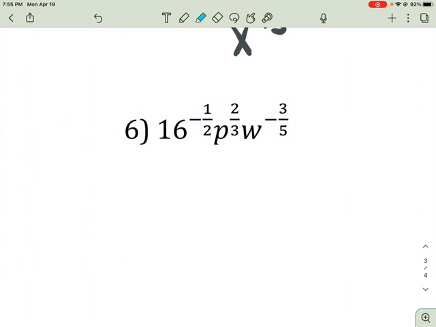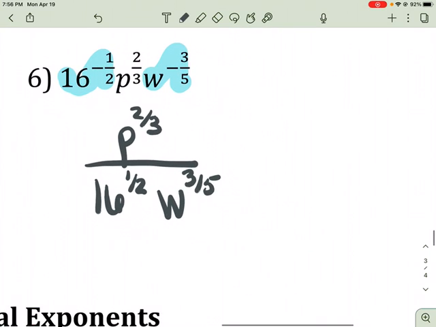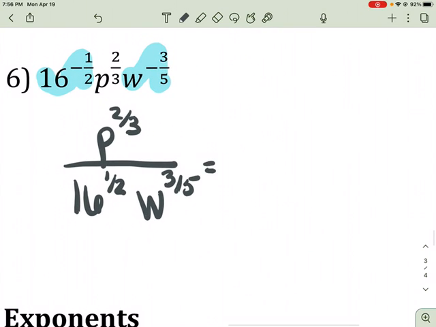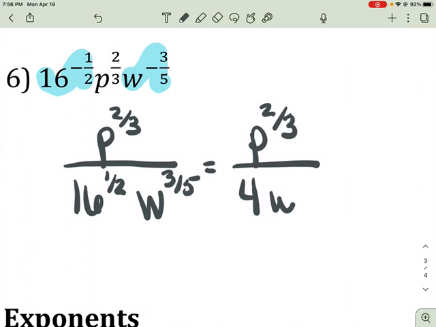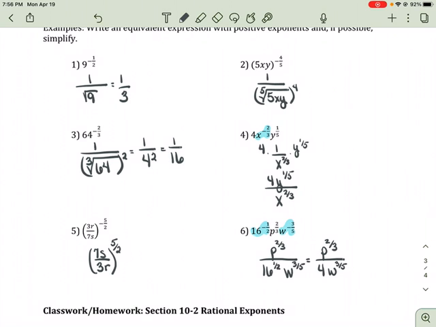Okay, let's try this one. Let's see who's being taken to the negative power. 16 and the w. Okay, so p to the 2/3 doesn't move. 16 to the 1/2, w to the 3/5. Now, that again doesn't mean take the fraction and make it negative or flip it over. It means move it to the bottom. Now, we can do 16 to 1/2 because remember that just means the square root of 16, which is 4. If we can do numbers, we're going to do numbers, but variables we're going to leave just the way they are. Okay. All right.